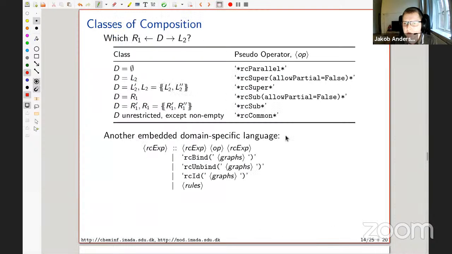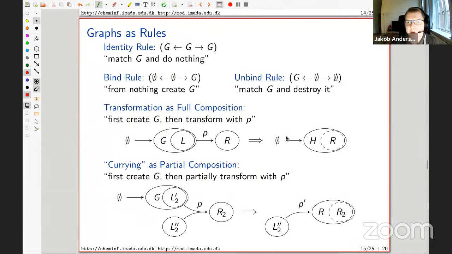Right. So the trick to speed up the previous algorithm is that, well, once we have a graph, there are three interesting basic rules that we can create. We can create an identity rule for a graph. We can create a rule that creates a graph from nothing, and another one that destroys a graph. But if we just take this rule that we call the bind rule, then we can really reinterpret a full composition, a transformation as a full composition. We go from nothing into G and then compose it with some left-hand side that we have fully embedded into G.